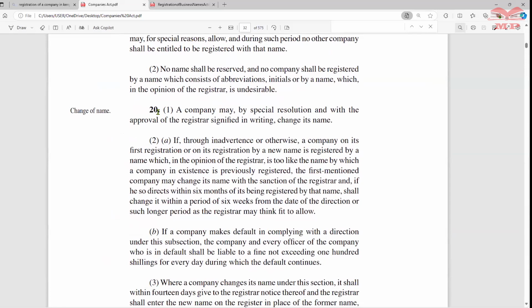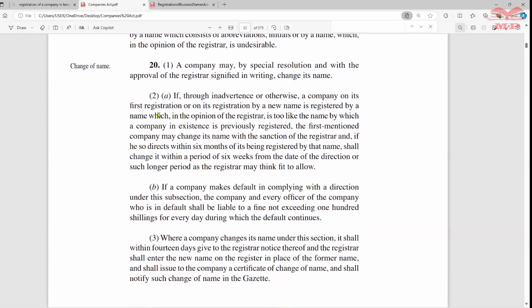Again, we will go back to their names, and under Section 22, when a company was inadvertently registered by a name which is too like the name of another company, in this case, no special resolution will be needed, but an ordinary resolution. And although this section does not make it mandatory for the company to change its name, it's advisable once you become aware that your company name is similar to that of an existing company, for you to be able to trade.